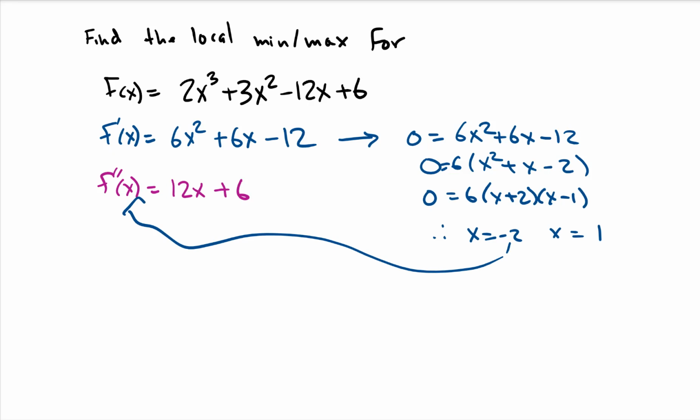And we check it out. If the second derivative is going to be less than 0, then we must have a local max. It's kind of backwards there. So let's do the check.